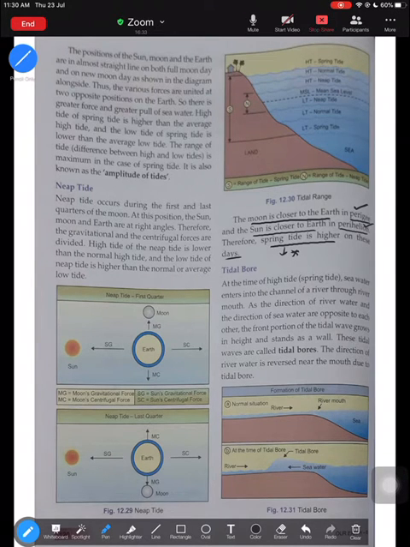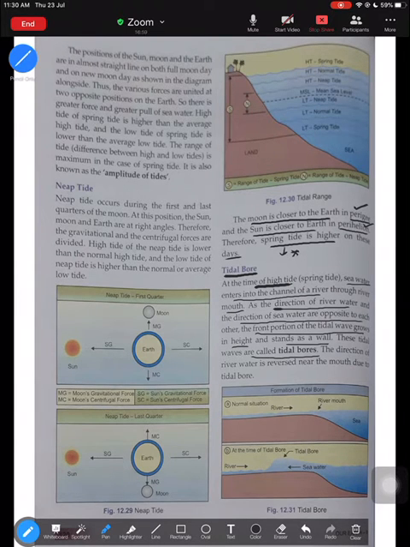Okay, now next, moving on to what is a tidal bore. This is not a type of tide, but just a subtopic for you to know what a tidal bore is. We learned that at the time of high tide, sea water enters into a channel of a river through the river mouth. As the direction of river water and the direction of sea water are opposite to each other, the front portion of the tidal wave grows in height and stands as a wall. These walls are known as a tidal bore.